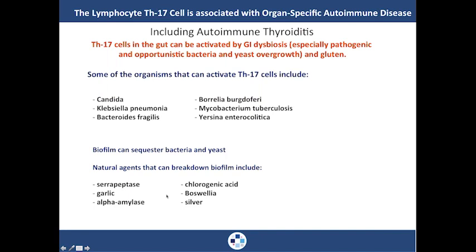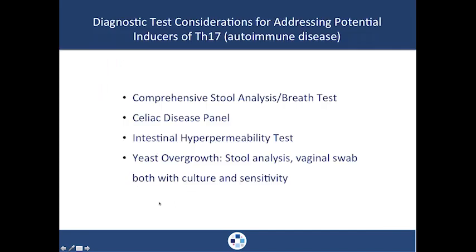Serrapeptase, garlic, alpha amylase, chlorogenic acid, that's found in coffee, by the way, Boswellia, and also silver, just to be complete if things don't show up.